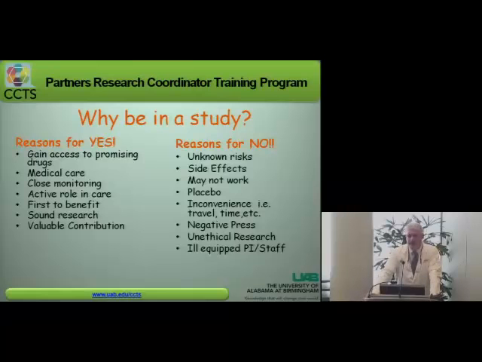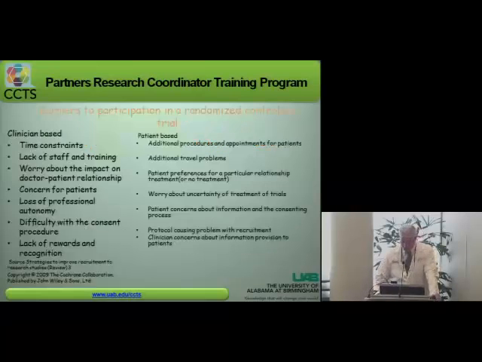Also, when someone comes in, if you're one person in a cut-off T-shirt and a dirty lab coat, and you have nobody else in your office to help you do research, people are not going to really trust you. So you need to have a very well-equipped staff and a very understanding PI to really make the research work.